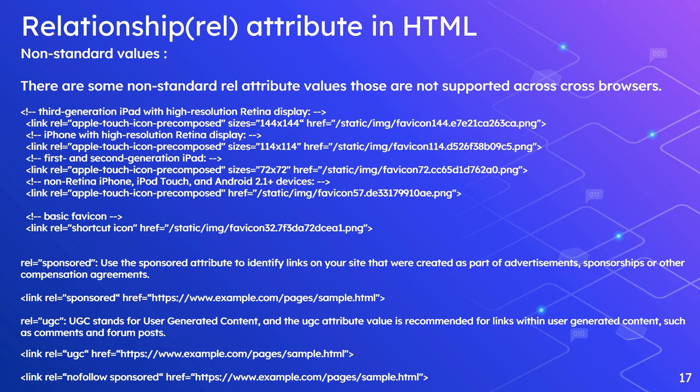And another one is UGC. UGC stands for user generated content, and the UGC attribute value is recommended for links within user generated content such as comments and forum posts. This is the way you can specify. These sponsored and UGC links are by default do follow. You can even combine with other attributes, nofollow then sponsored, or nofollow then UGC, you can specify.